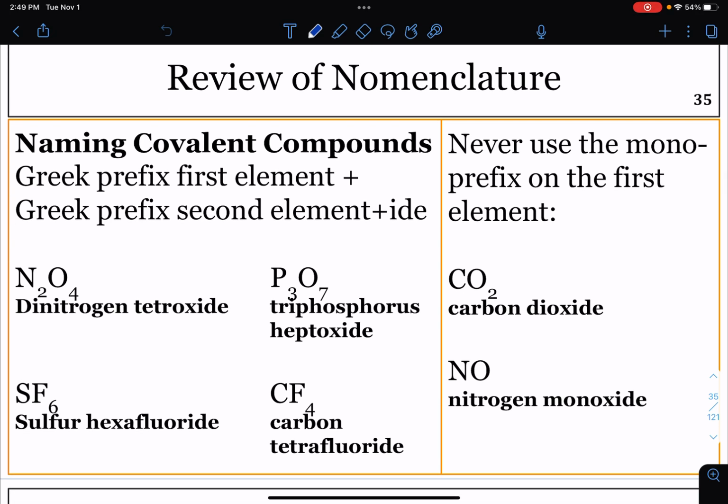Our exception here is that you never use the mono prefix on the first element that is listed. So when you have only one of the first element, as in carbon dioxide, we don't say monocarbon dioxide. You just leave off the mono prefix and you say carbon dioxide. However, you do use the mono prefix when you have only one of the second. So we'd say nitrogen monoxide for NO.